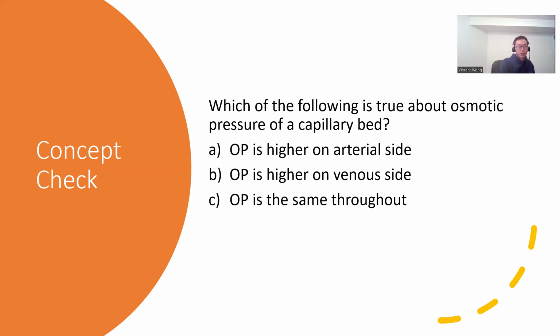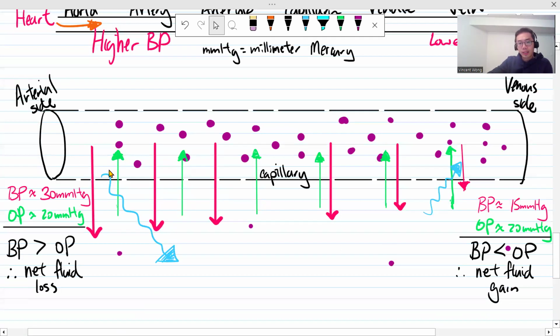Okay, osmotic pressure is the green arrows. Think about the note. Do they change from one end to the other? Okay, look at the osmotic pressure, right? It's 20 mmHg on the left, and it's also 20 mmHg on the right. So it's the same. Right?